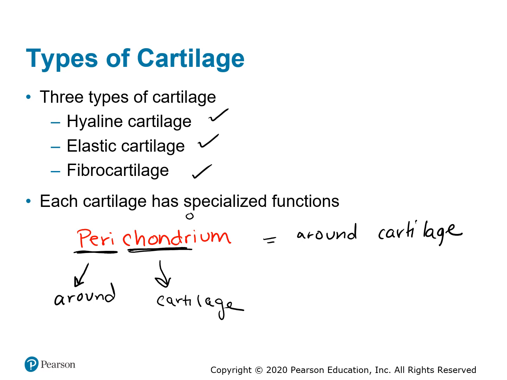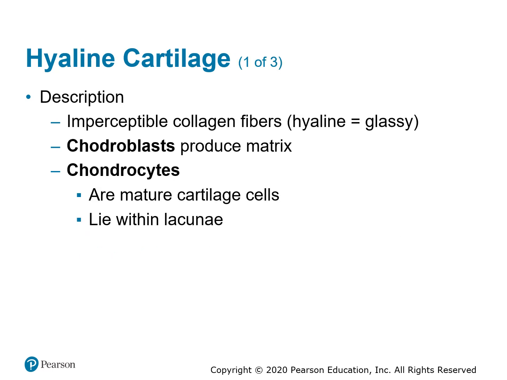Okay. So hyaline cartilage has relatively thin bundles of collagen fibers. They're so thin that they're almost impossible to see, but they give that hyaline cartilage kind of a glassy, bluish white appearance if you look at them under a microscope.